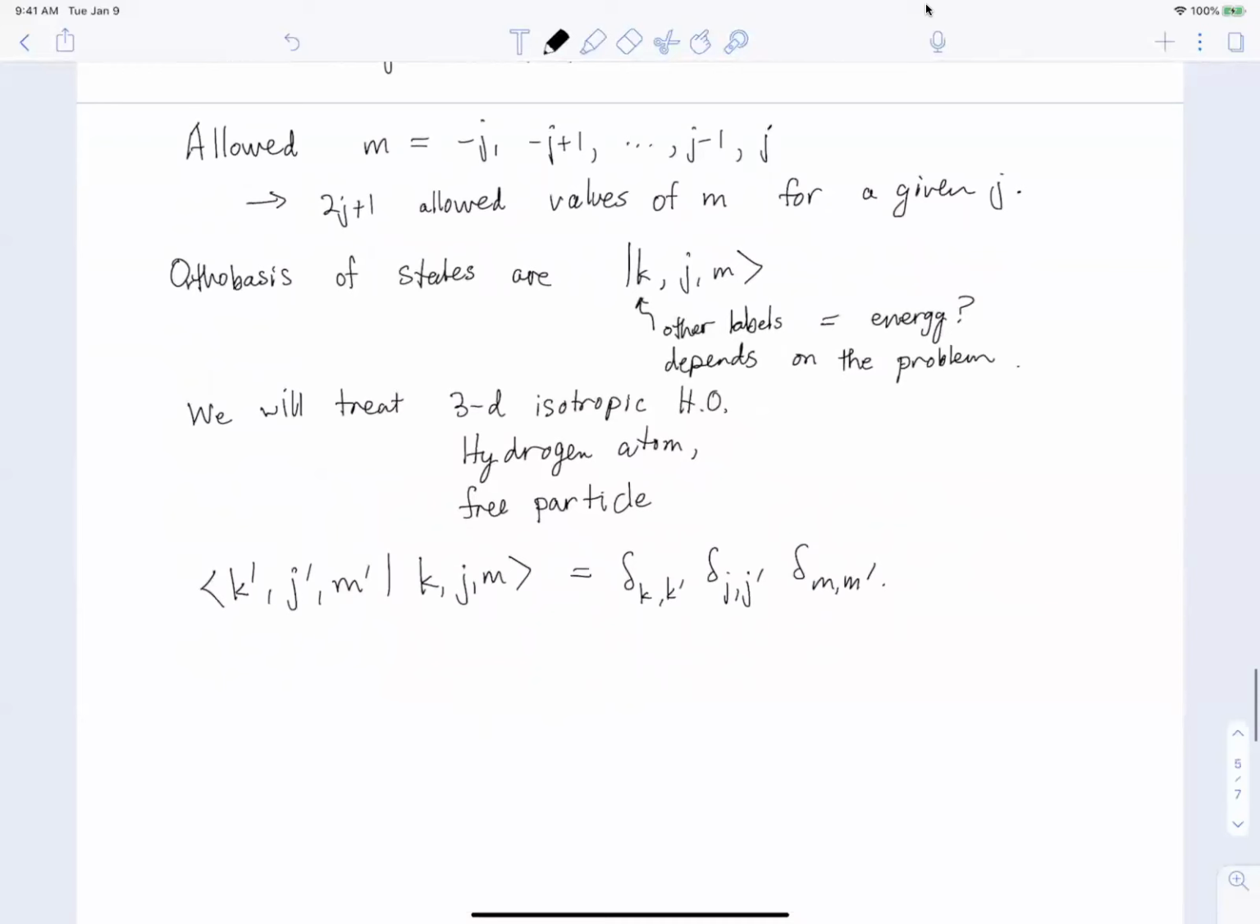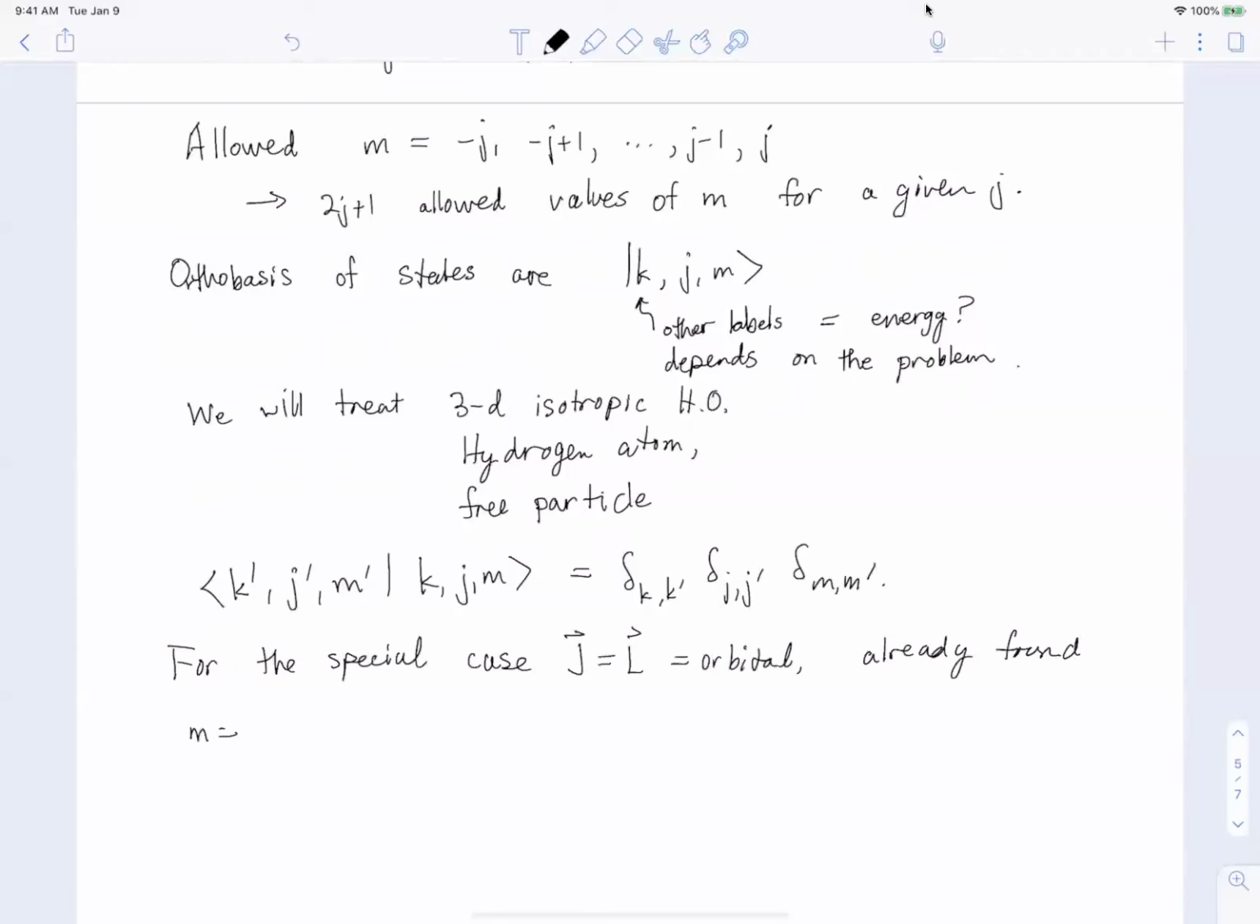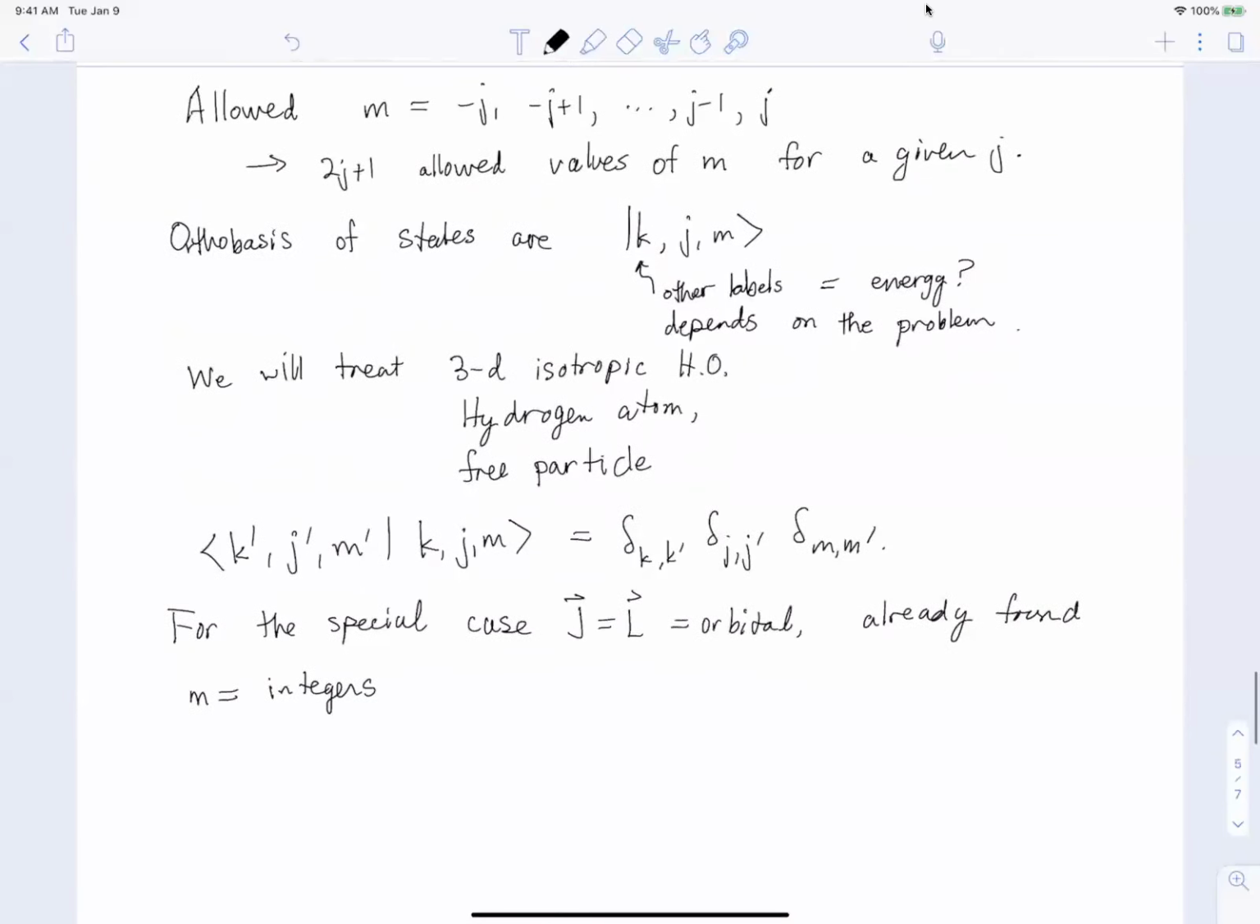For the special case that we already found of J equals L, that's orbital angular momentum. We already found that the m's had to be integers. That's consistent with the more general statement that it had to be some integer divided by 2. And so in that case, J equals L equals integers also.